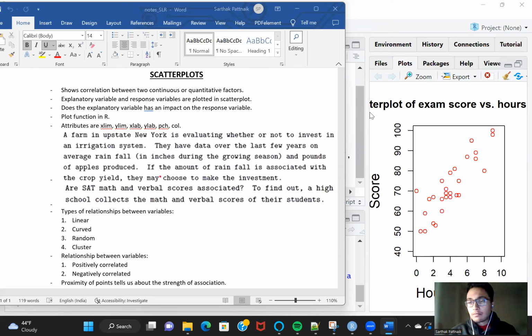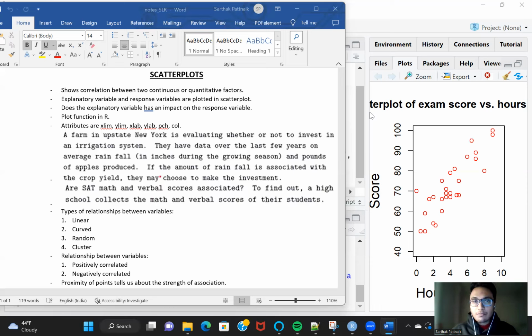Just like histograms, pie charts, and box plots, all of these mathematical plots have certain functions. There is something that they represent. Similarly, scatterplots represent the relationship between two quantitative variables. That is the basic functionality of a scatterplot. It represents how two continuous quantitative factors are related to each other. Now, out of the two quantitative factors, one of them is an explanatory variable and the other is a response variable.